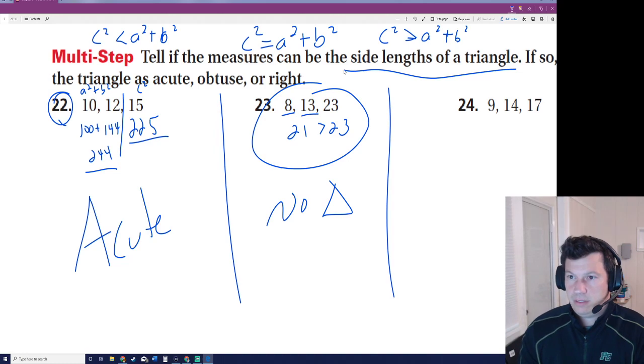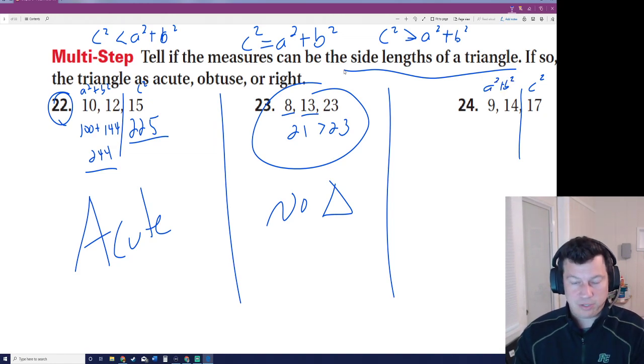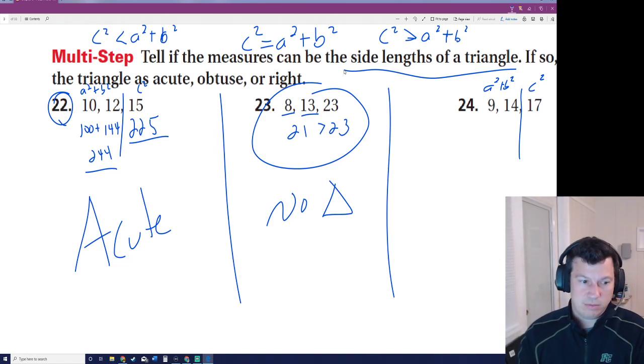Again, the main thing is find c squared, find a squared plus b squared. If they're equal, boom, it's a right triangle. If c squared is bigger, it's obtuse. If c squared is smaller, acute.